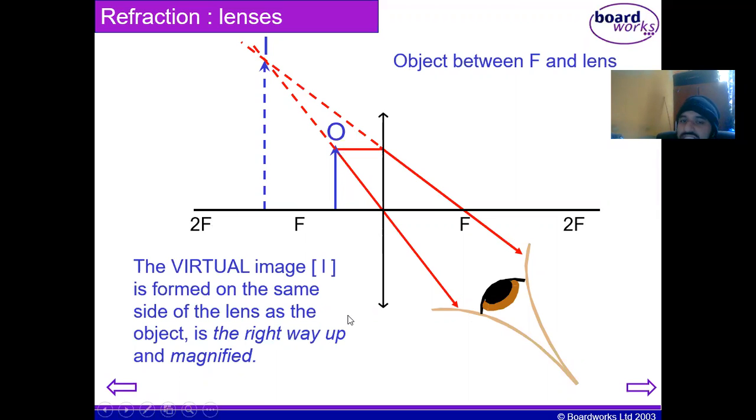At GCSE, they just wanted to know this word. They wanted to know that if you have an object between the lens and the focal length here, what you're going to form is something called a virtual image. Now, the virtual image is formed on the same side of the lens as the object. It's the right way up and magnified. Now, I just want you guys to copy this diagram and copy that down, and we're going to explain a bit more about that, okay?